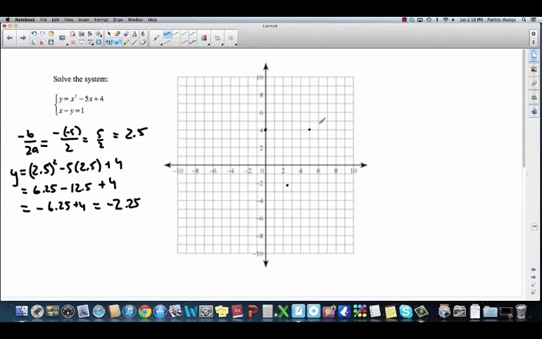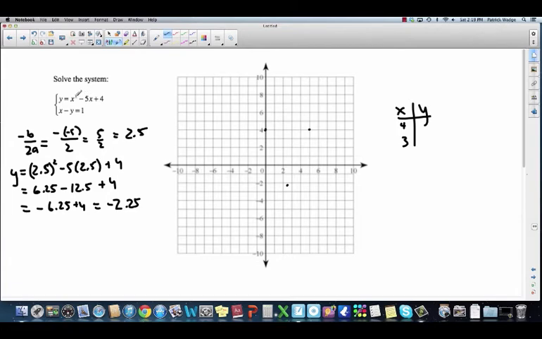I guess we should get another point. Let's see what happens when we put 4 in there. If I put 4 in there, I get 16 minus 20. Oh, wow, this is nice. Equals negative 4 plus 4. Basically what I'm doing here is making a table of values. I'm going to put some values in there. And since I'm at 2.5 here, I decided I'd use 4 and maybe 3.